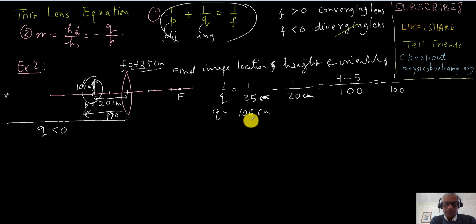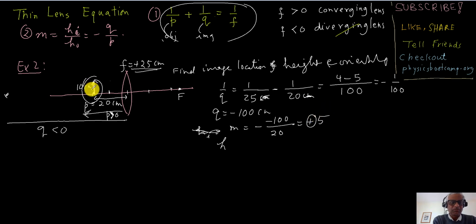All right, so q is minus 100 centimeters, and from this magnification formula, we can write down hi. Let's just get magnification first, it is going to be minus 100 over 20, which is 5 times magnified. And its orientation is positive, which means it's the same way as this guy. So hi is going to be 5 times 10 centimeter is 50 centimeters.